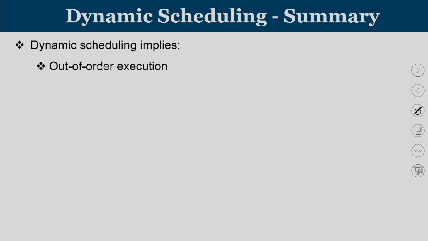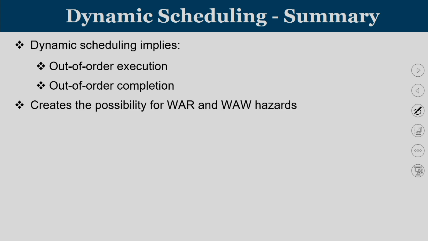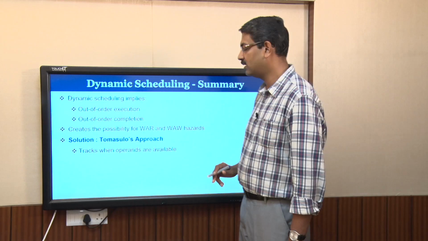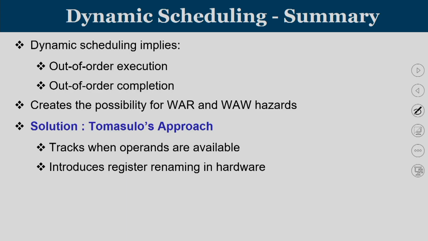The dynamic scheduling principle implies out of order execution and out of order completion, and this creates a possibility of WAR and WAW hazards which the hardware has to take care of. And the solution is Tomasulo's approach. What Tomasulo's approach does is it tries to see when the operands are available. The moment the operands for an operation are available, start executing on it. And it introduces the concept of register renaming to take care of WAR and WAW hazards, and it minimizes them.